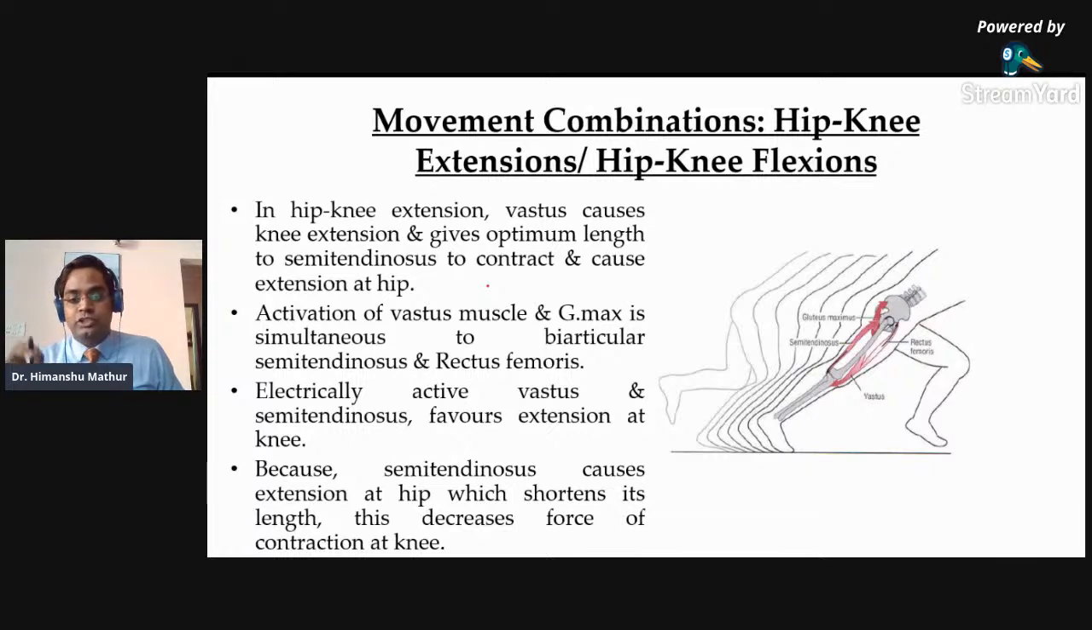Rectus femoris, I told you, is a two joint muscle. So whenever there is extension at the hip joint, this muscle will get stretched, and eventually the stretching of this muscle will cause extension at the knee joint. All right, and this eventually works in the posterior compartment also, where the semitendinosus muscle is getting activated, which is again a biarticular muscle, causing extension at the hip joint.